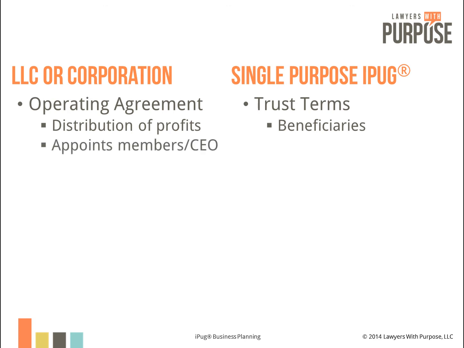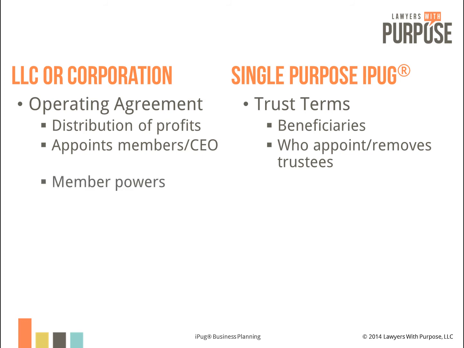Under the operating agreement, it appoints the members or shareholders, and the members appoint the CEO or manager. Under the trust terms, the grantor can appoint or remove trustees, just like the owners or members of an LLC or corporation can appoint or remove the CEO.